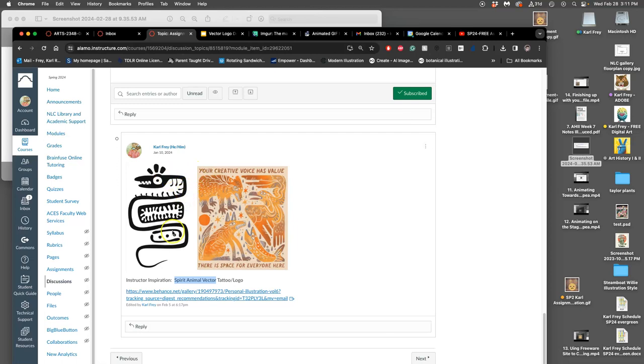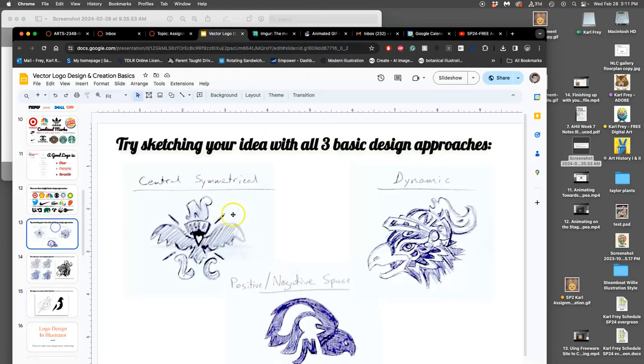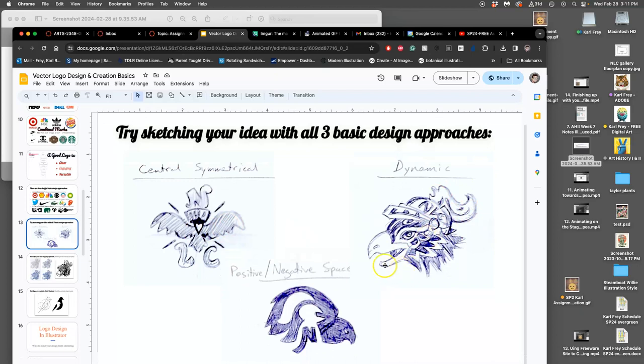So I need to sketch, and I haven't done this yet, a central symmetrical version of that idea of a feathered serpent. Just like this, a central symmetrical version of a feathered serpent, a dynamic version of the feathered serpent, and a play of positive and negative space for my feathered serpent. And then I'll be done. All right.